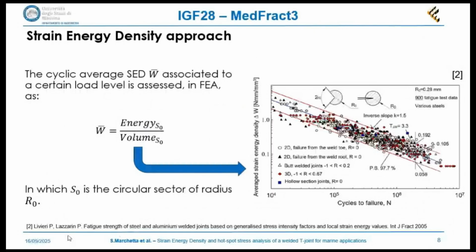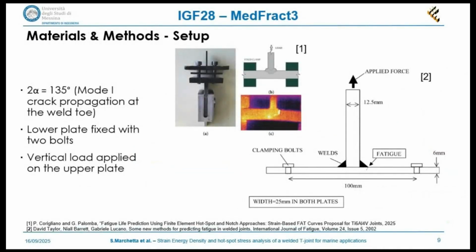Okay, so moving on to the setup. This is the setup that was proposed by Taylor and then replicated by Corigliano for titanium joints. The lower plate is basically clamped with 2 bolts, and the vertical plate is loaded with another clamp. As we said before, in both cases we're dealing with toe angles of 135 degrees, so we assure mode 1 crack propagation at the weld toe.